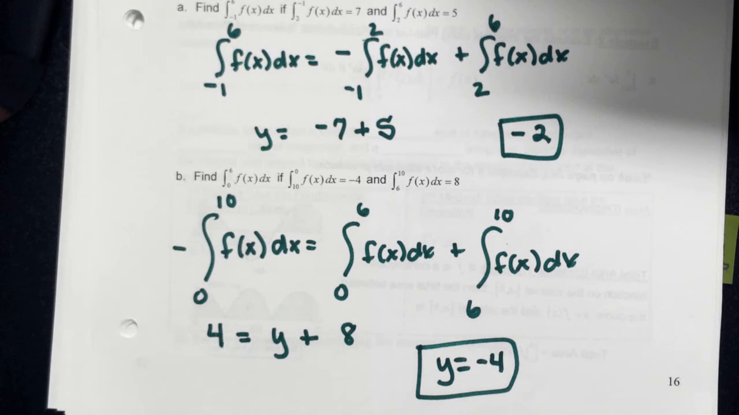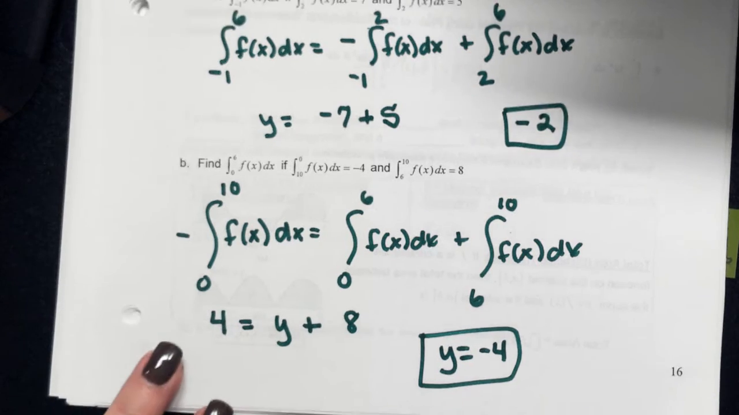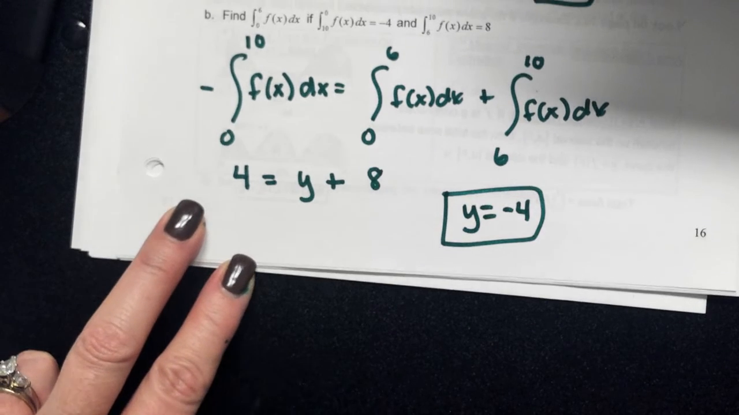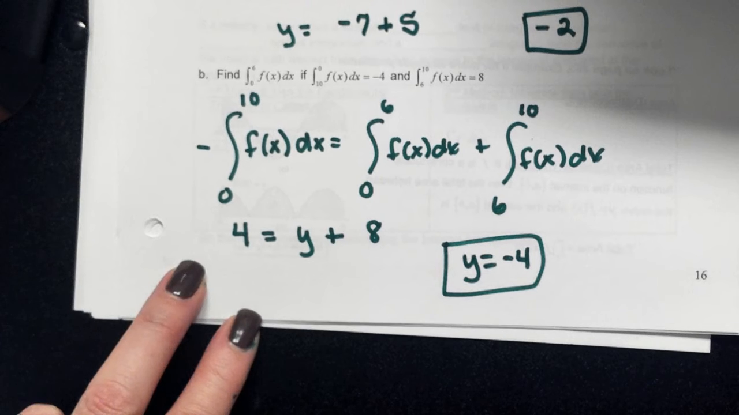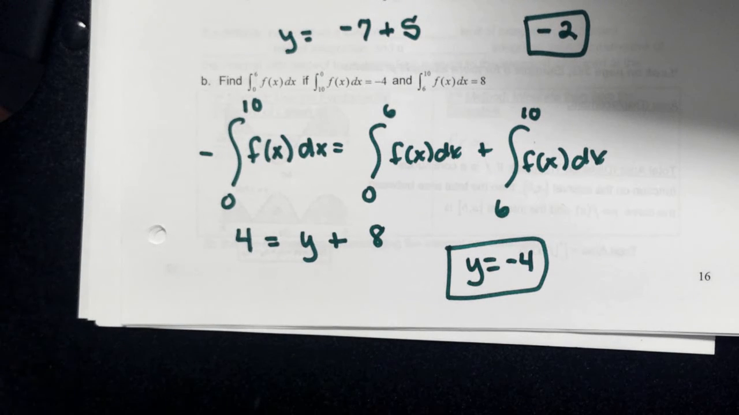So remember, guys, the whole entire region is from 0 to 10. But notice that upper bound is smaller than the lower bound, so I need to negate this. So my lower bound and upper bound are in the correct position. And I'm going to set it equal to the area under the curve from 0 to 6, which is what I'm trying to solve for, and then the area from 6 to 10. All right, so I know 4 is equal to y plus 8.